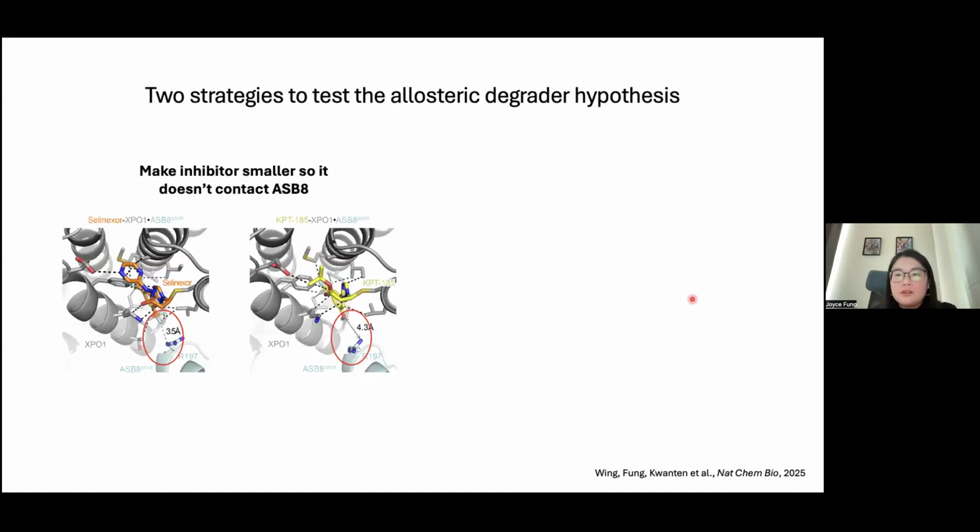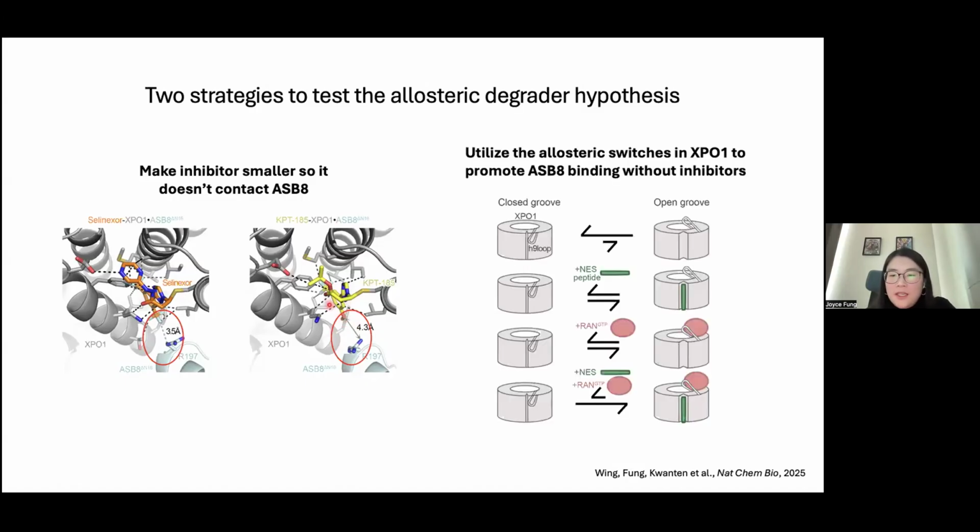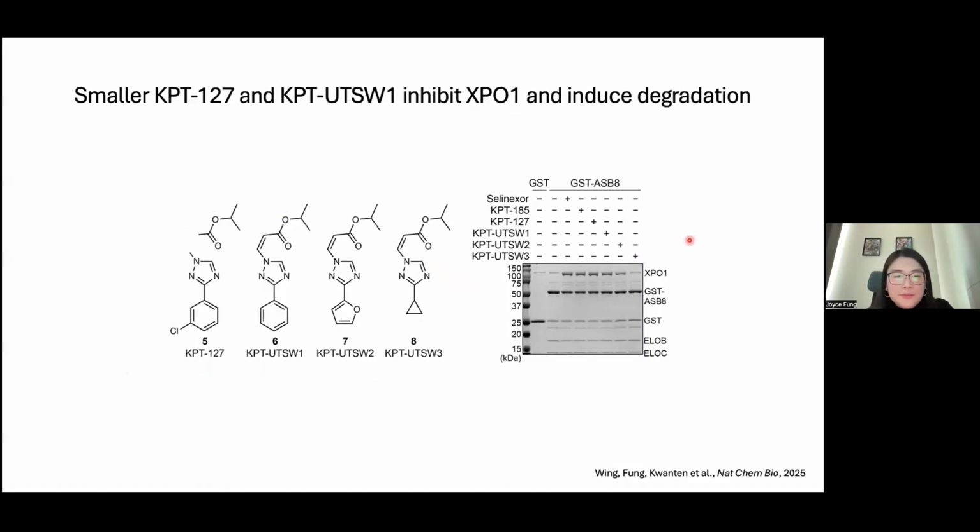So then we took two different ways to do this. One is to just make the inhibitor smaller. If we are suspecting that this 4.3 could still have an effect, what if we make it even smaller, right? And another way that we could use, because we know Expo1 so well, is that what if we just don't even use the inhibitor and just use the allosteric switches that we know to drive the conformation of Expo1 to have more open grooves to see if we can promote ASV binding. And that is what we did.